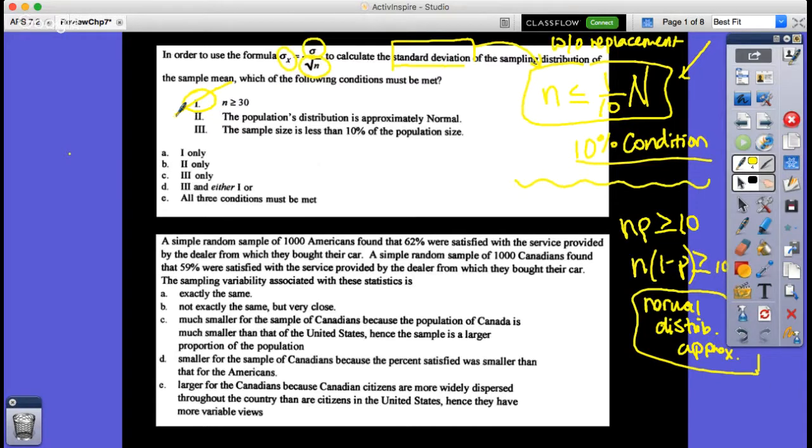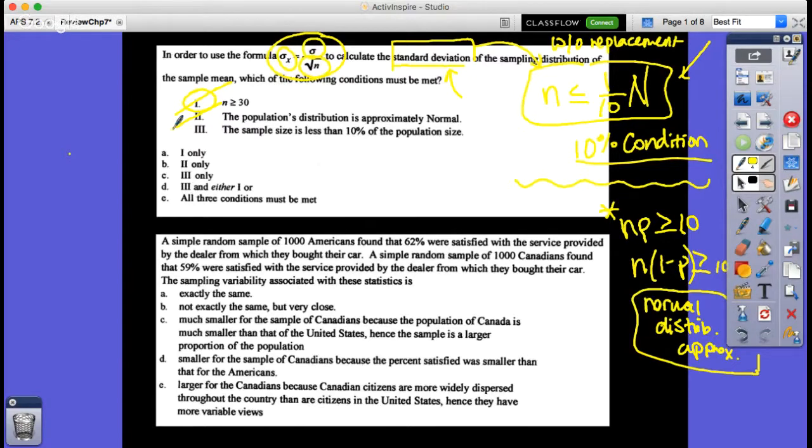The population's distribution is approximately normal. Now, in order to use the standard deviation formula, the normal approximation, which is what's down here, is not a necessity. Now, when we use the normal distribution, we use the standard deviation, but it's not a requirement to use our standard deviation formula, which you see up here. So we don't have to use that, so the whole idea of number 2 gets thrown out as well.